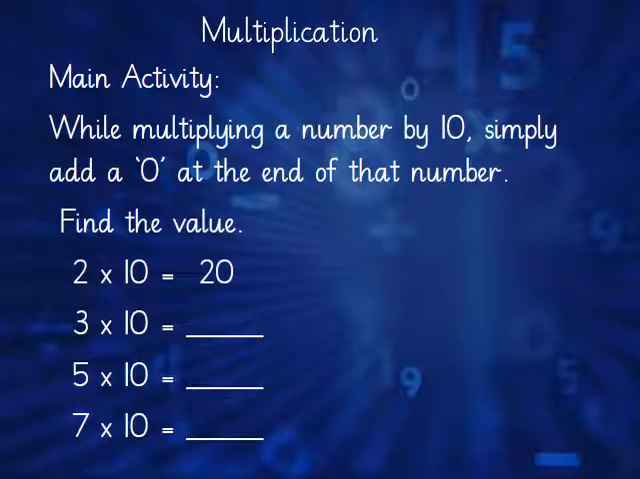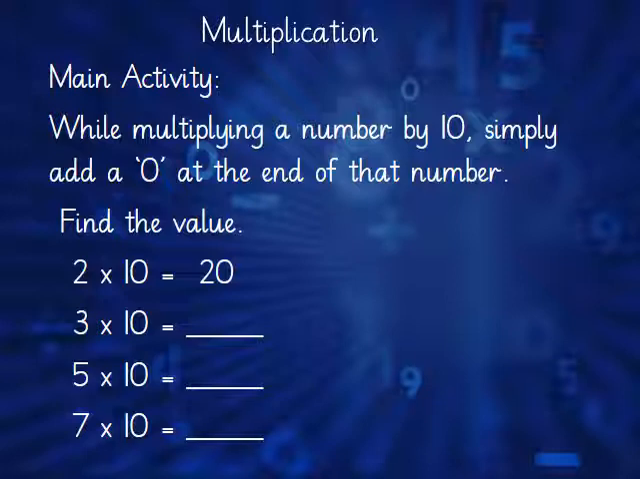Moving on with multiplication. While multiplying a number by 10, simply add a 0 at the end of that number. Let's discuss the given questions. 2 multiplied by 10 is equal to 20. In the same way, work out the rest of the parts and match your answers later on.